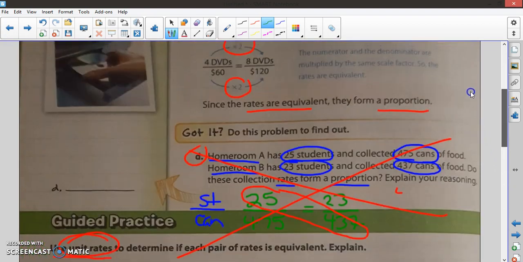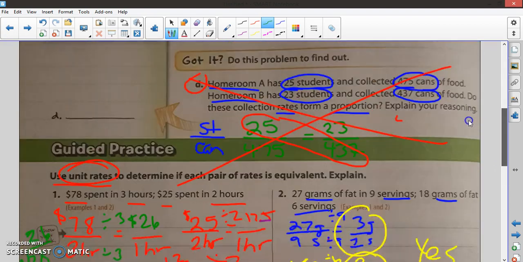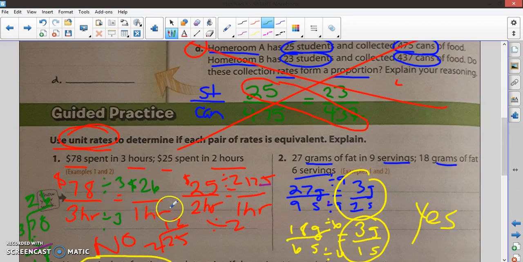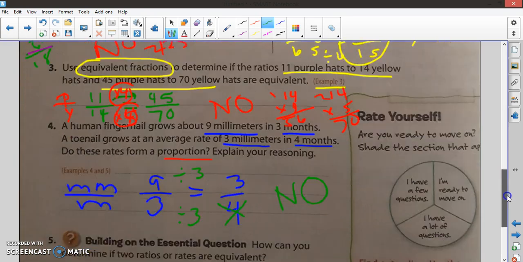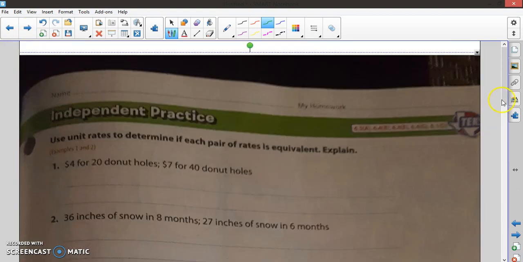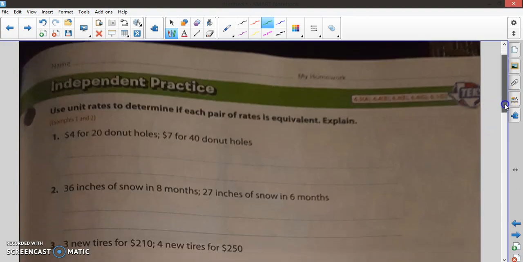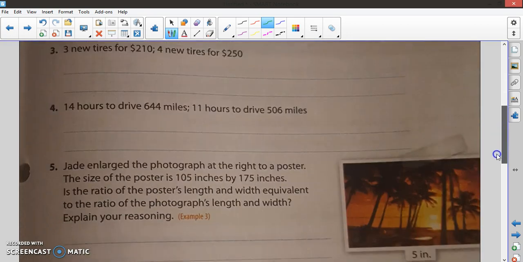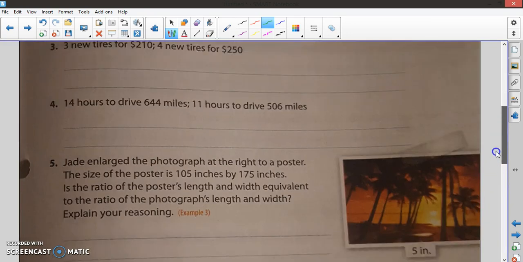Alright, so hopefully you kind of understand what we're doing. We're either finding the unit rate to see if they're equal, or we're using a proportion to see if they're equal. So you're going to go to the next page, and this you're going to do on your own. And when we come back, we'll grade this to see how you did.